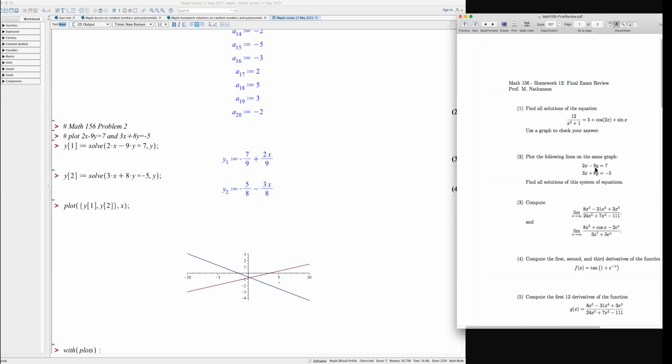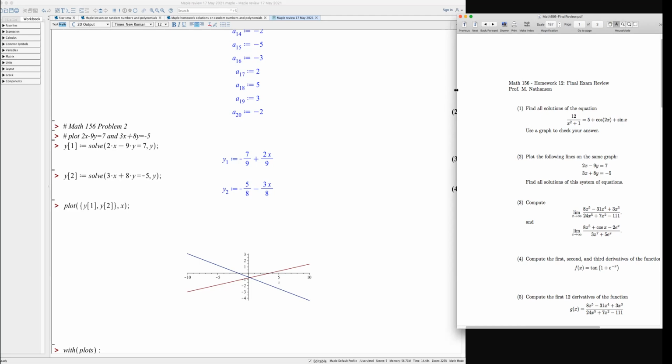solve each of these for y in terms of x, because the plot function lets us plot a function of x. So if I take this equation 2x minus 9y equals 7, I solve it for y, and I get this. I call it y1. And I solve the second equation for y. I call that y2. I got this. And then you plot y1 and y2 together, and you get this. So that's one way to do it.